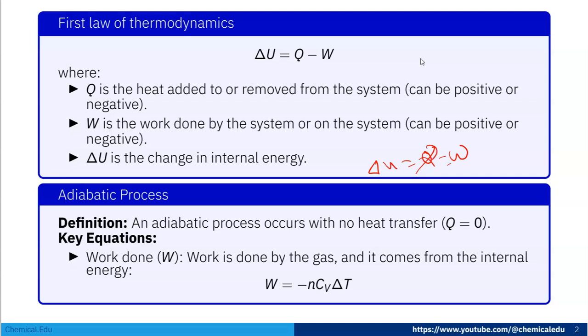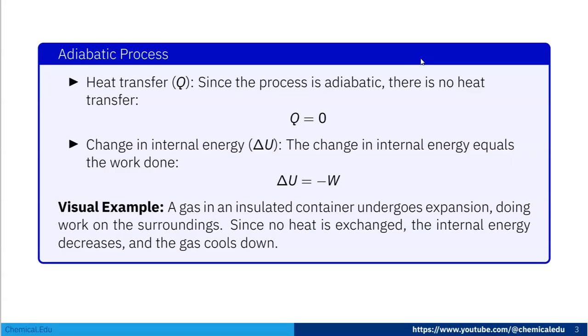So now del U, you know that is nothing but NCV del T. So from that we can write work done by the gas, and it comes from internal energy, that is W is equal to minus NCV del T. So now heat transfer, since the process is adiabatic, there is no heat transfer. Change in internal energy del U equals the work done.